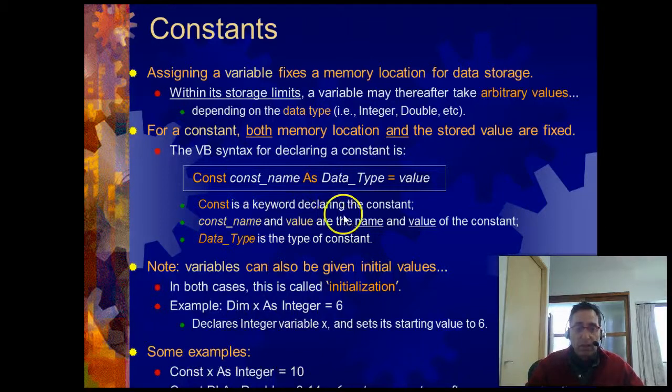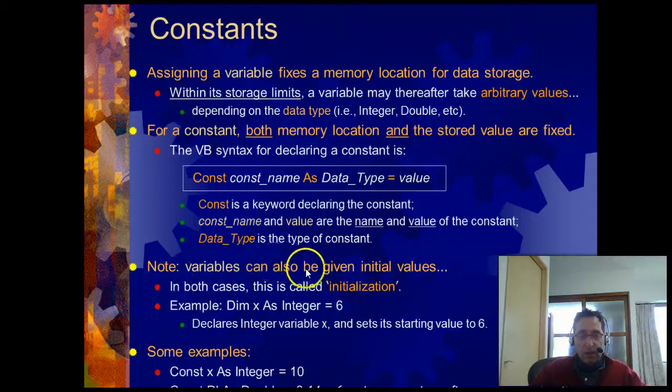Const is a keyword, so it's a reserved word in Visual Basic for declaring the constant. Constant name and value are the name and value of the constant. Data type is the type of constant. So here we use Integer, then we also use Double. We didn't talk about Double yet, really.